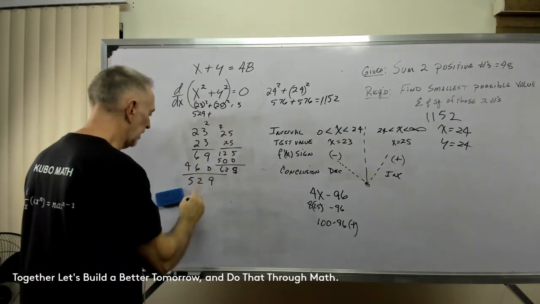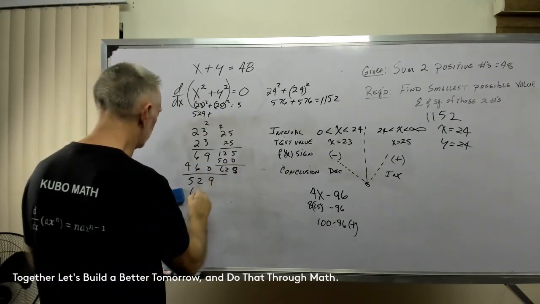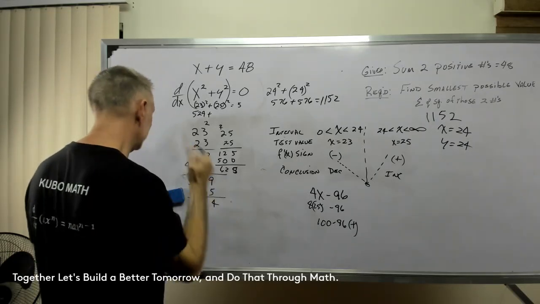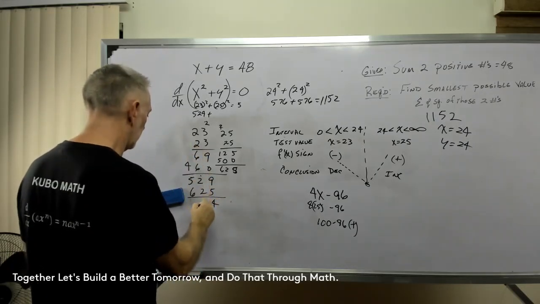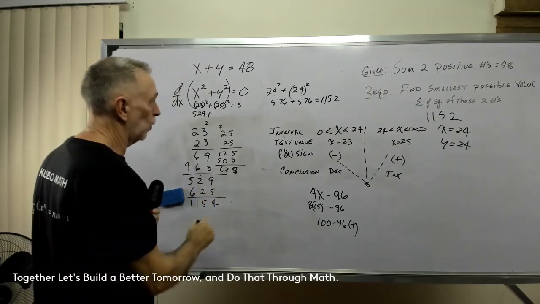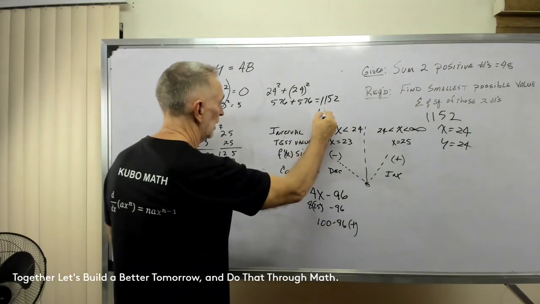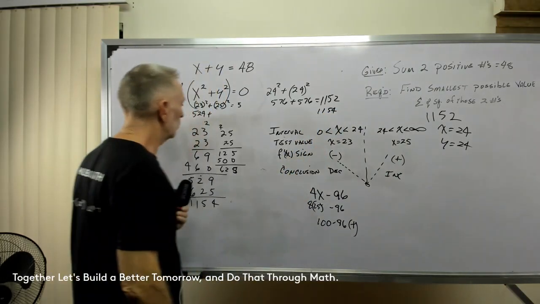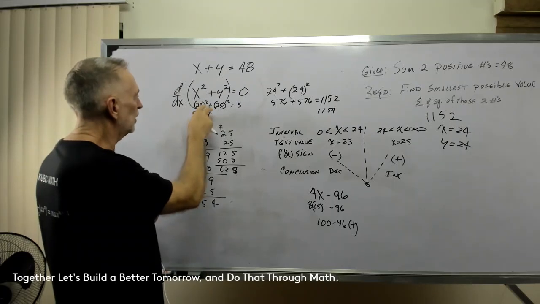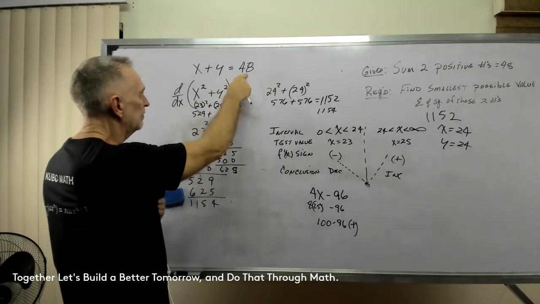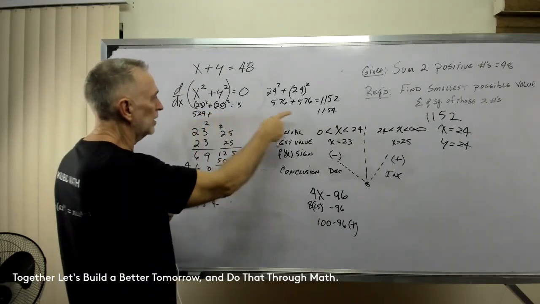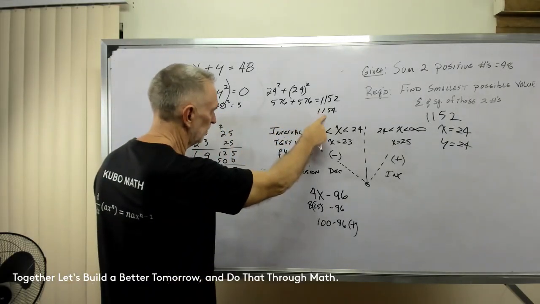Okay, so now I have 529 plus 625. So that's 14. Carry the 1, 4, 5, 6, 11. 1154. So you can see that if we allow x to be 23, y to be 25, they still sum to be 48, but the sum of their squares is not a minimum.